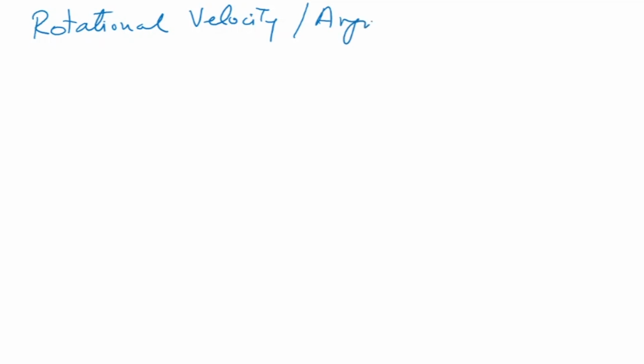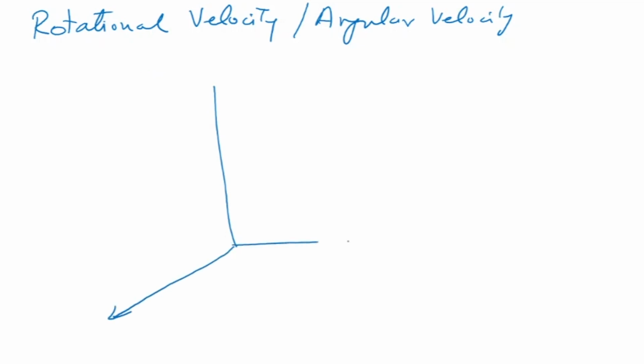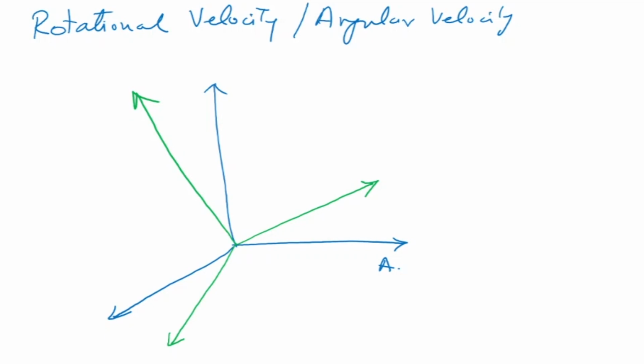Let's talk in terms of rotational velocity now, or what we call angular velocity. What is an angular velocity and what is a rotational velocity? Again, one of the frames has to be fixed. So I'm drawing a frame here, the frame A, which is the fixed frame. Now we have another frame, let's call it the B frame.